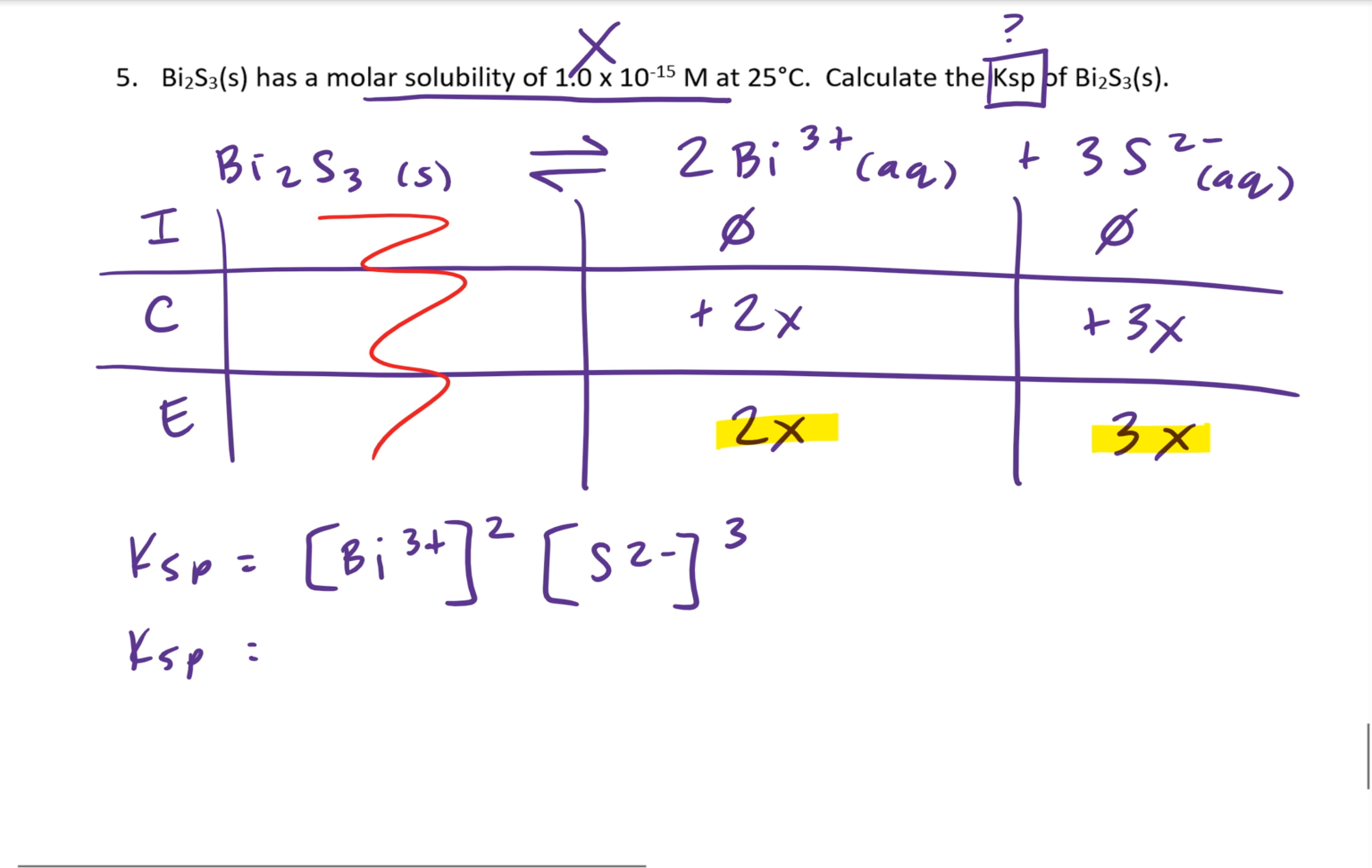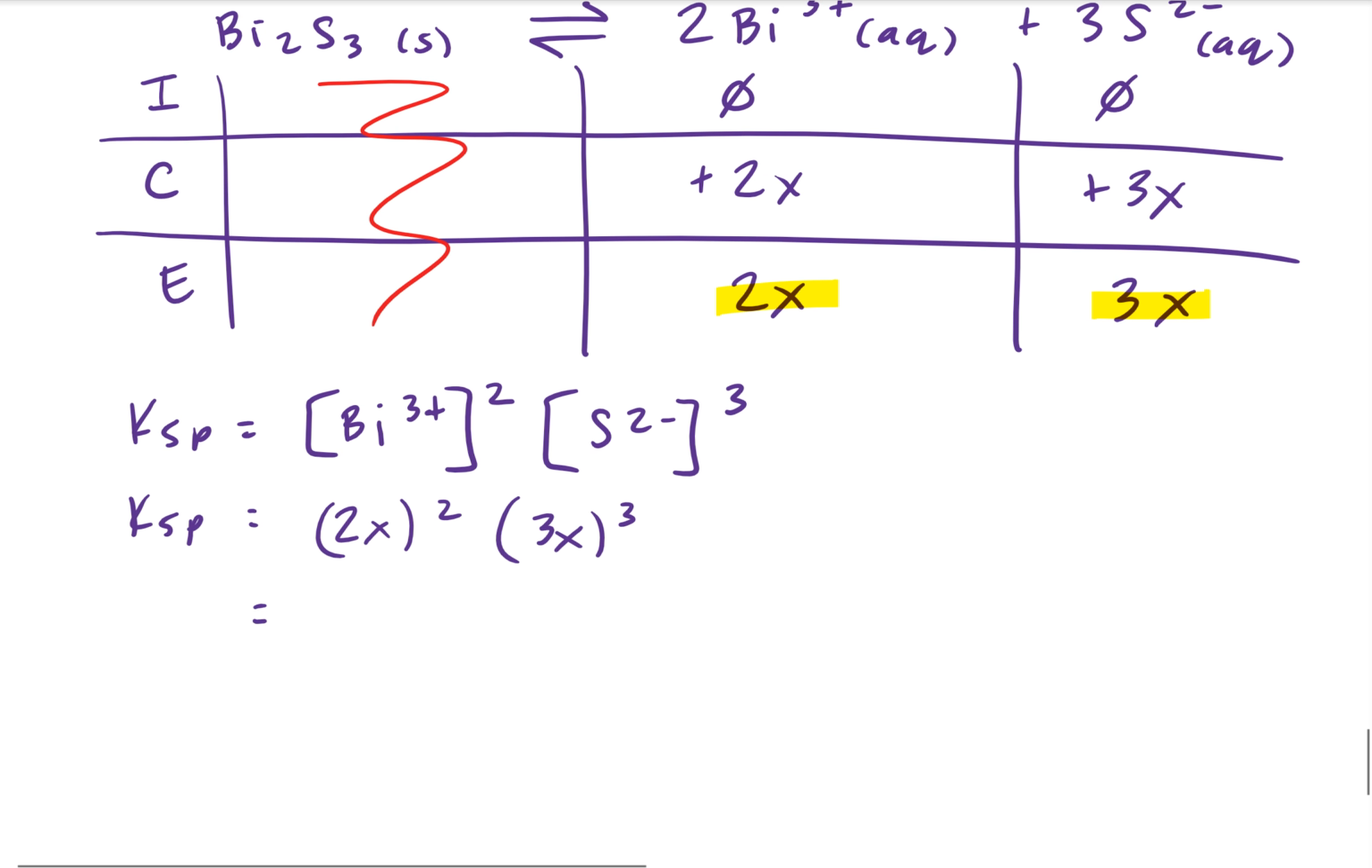So Ksp in terms of X, bismuth is 2X, that's squared. Sulfide is 3X, and that is cubed. So simplify a bit, get 4X squared times 27X cubed. And then keep on simplifying. 4 times 27 is 108. And then X squared times X cubed, that is X to the 5th power. So Ksp equals 108X to the 5th.